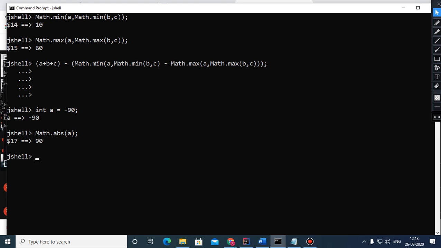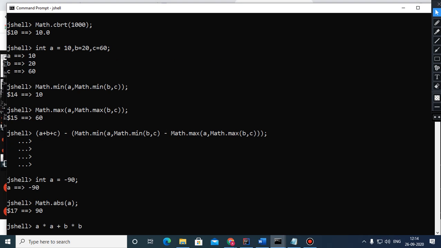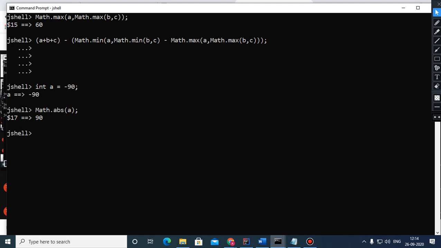Okay. Children, suppose you want to calculate the result of this expression. If you want to calculate the diagonal of the rectangle, what formula will you be using? Which mathematical function will you be using in order to calculate the diagonal of the rectangle?